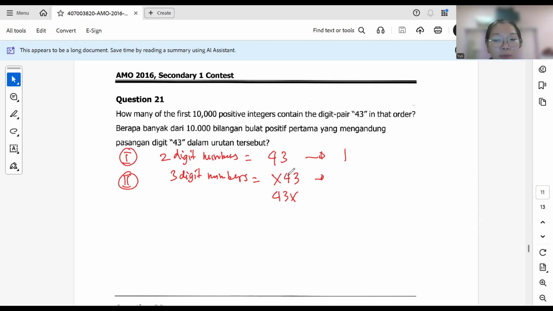If this is the possibility, you cannot put 0 in front, right? Or else it's going to be a 2-digit number, so you cannot put 0. So there are only 9 possibilities. For this, you can put 0. There are 10 possibilities. Move on to the third case, 4-digit number.